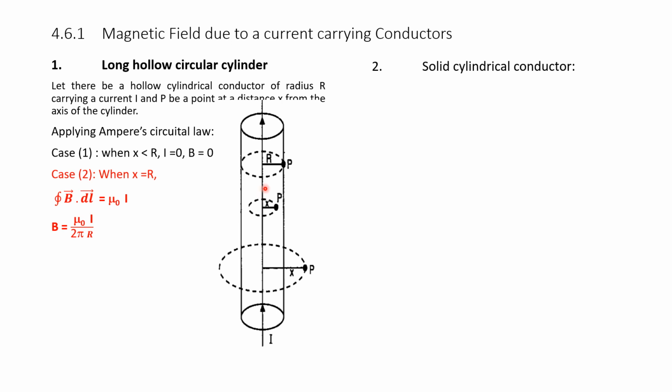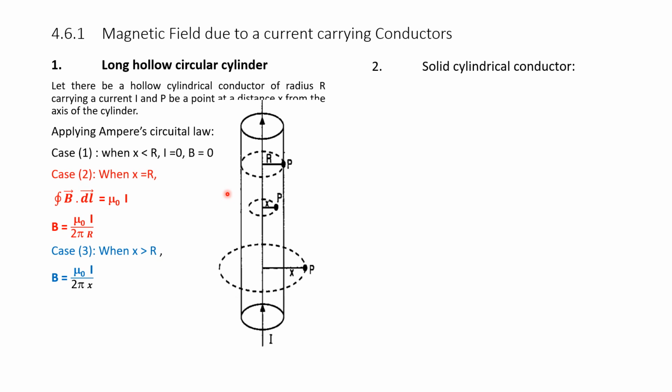In case 2, when x is equal to R, P is located at a distance capital R. Hence, integral B dot dl is equal to mu naught I, from Ampere's circuital law. Therefore, B is given by mu naught I over 2 pi R, the circumference of the circle being 2 pi R.